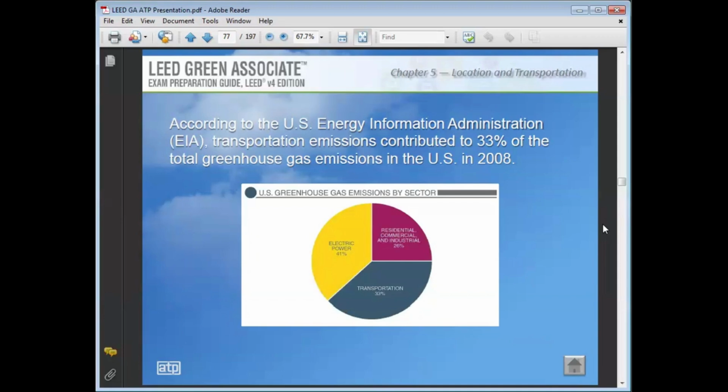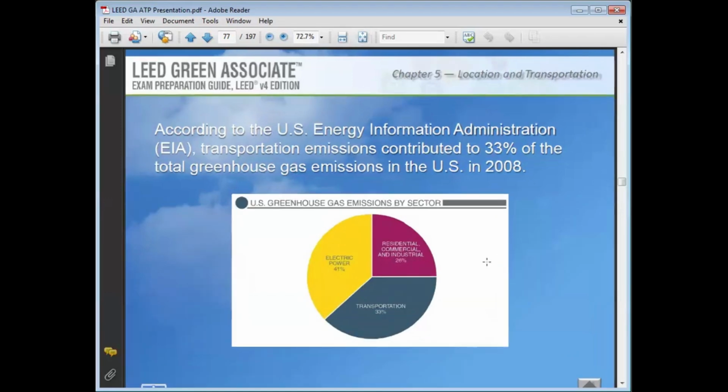According to the US Energy Information Administration, or EIA, transportation emissions contributed to 33% of the total greenhouse gas emissions in the United States in 2008. Though this statistic is a bit old, at the moment this has surpassed the existing level, which clearly shows that transportation becomes one of the major key aspects while we are selecting a site for a function or a building which will be located on it.